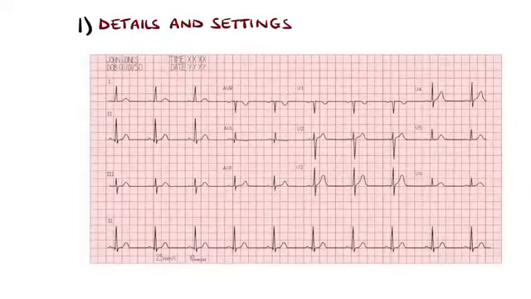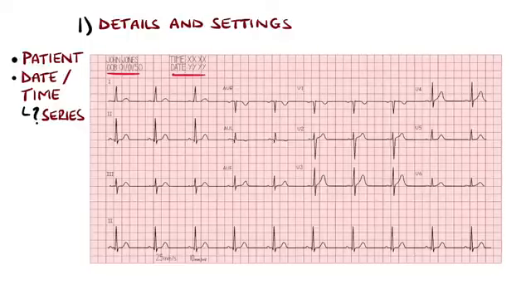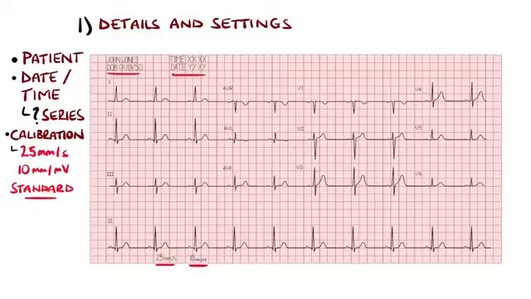The first step is to ensure the correct patient information, the date, and the calibration of the machine. The date and time are especially important because you may be looking at one of a series of ECGs, looking for changes over time. The calibration is normally 25 mm per second and 10 mm per millivolt. If these settings are adjusted before the ECG is taken, it can look completely different, so you need to check it before you start interpreting.